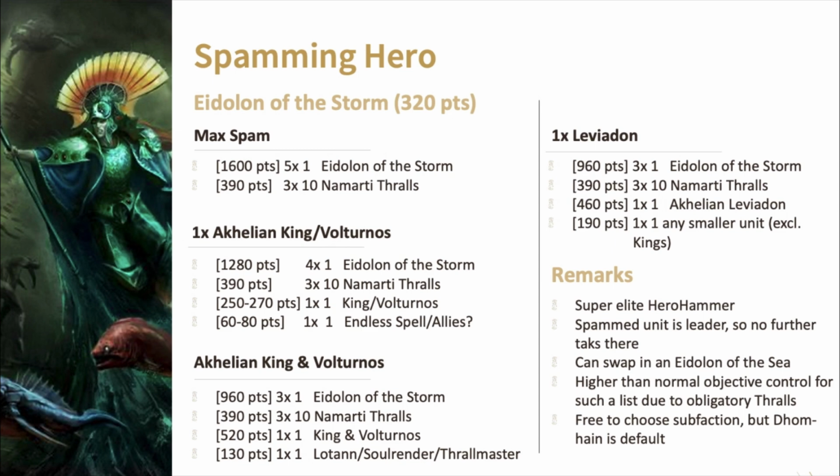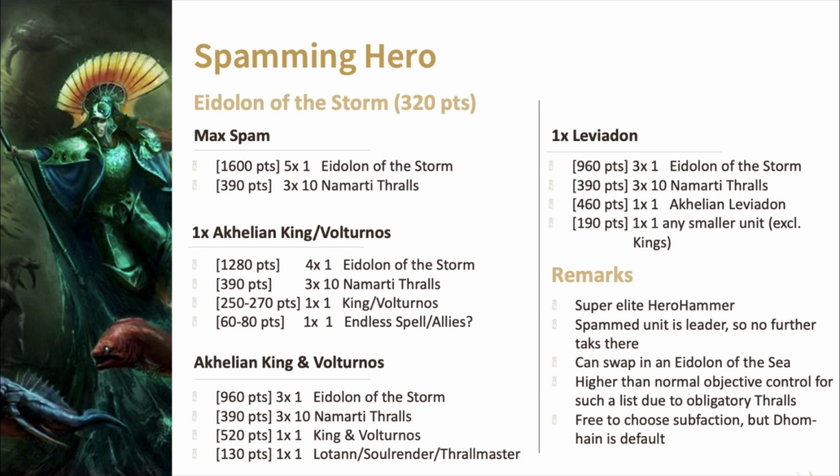That said, they're only counting for 2 bodies on objectives, but because you need to bring 30 Thralls, you're getting some more. So that's a total of 40 bodies in the max spam list. Then we can do it with 1 Kaelin King or Volturnos. So that puts us down to 4 Eidolons and 30 Thralls, and you got 60 to 80 points left over.